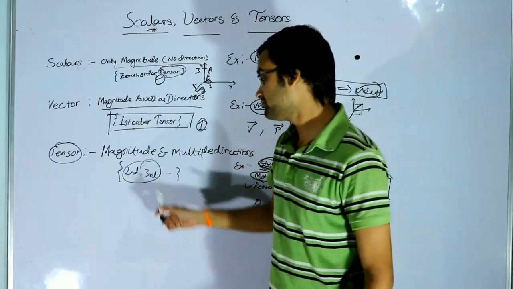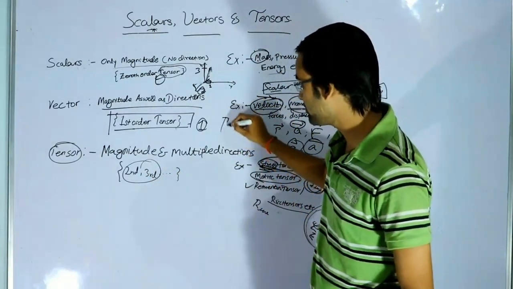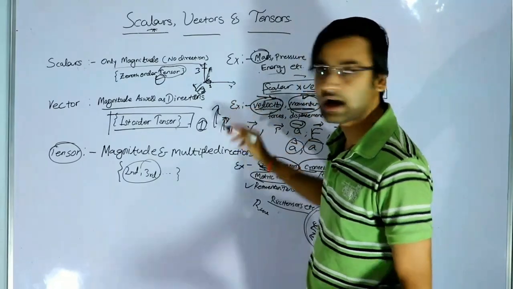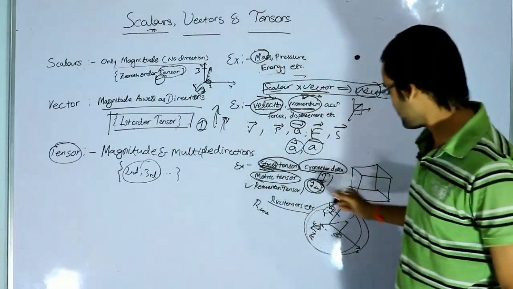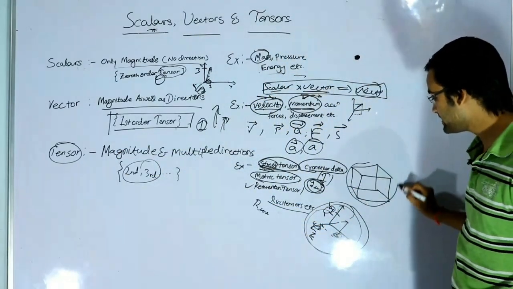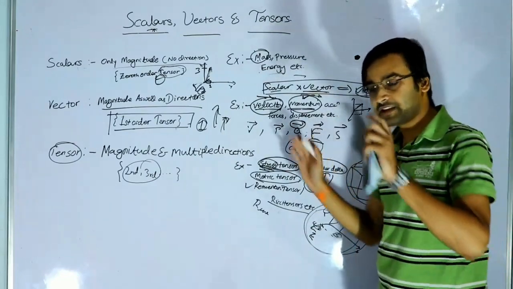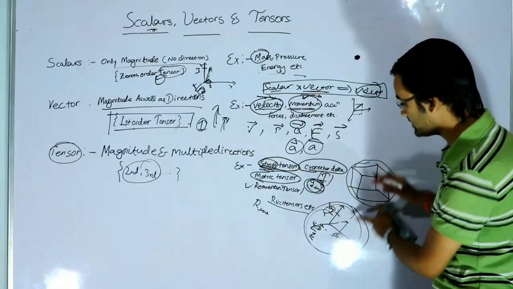I have no specific concept to represent a tensor, like an arrow for a vector, maybe a double arrow. I have no way to represent it. It is actually a virtual thing. So they have drawn a cube here to represent that it is a multidimensional concept, and you can say it is a combination of vectors, scalars, everything inside this.